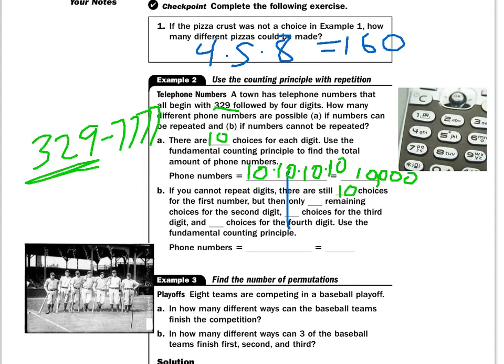You'd still have 10 choices for your first number, but once you selected your first number, you only have 9 numbers left to choose from, and then 8, and then 7. So if I multiplied all those numbers together, I get 5,040. Really almost half of the same number of people that you could have there.